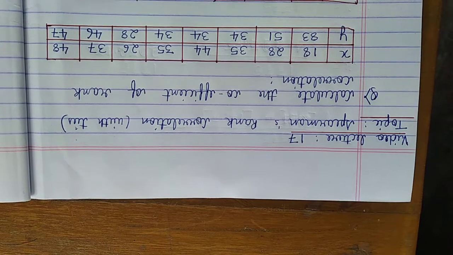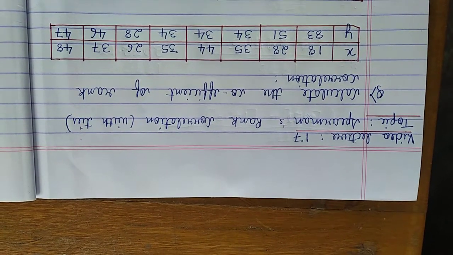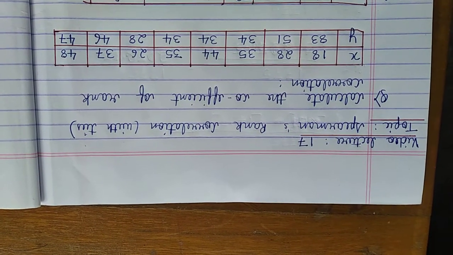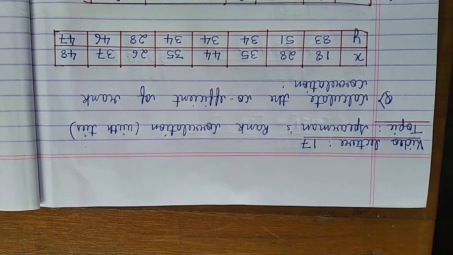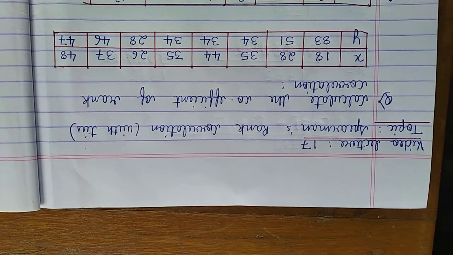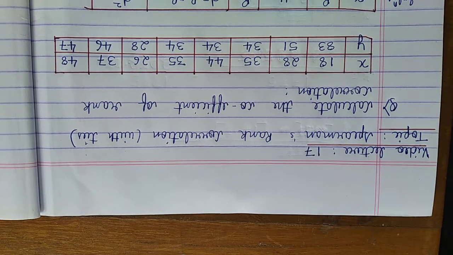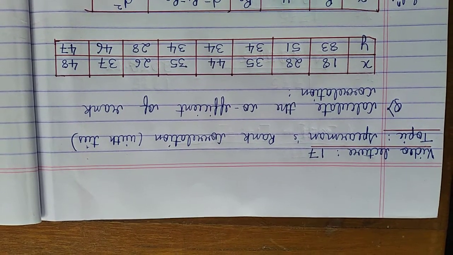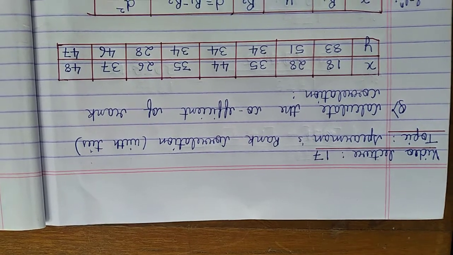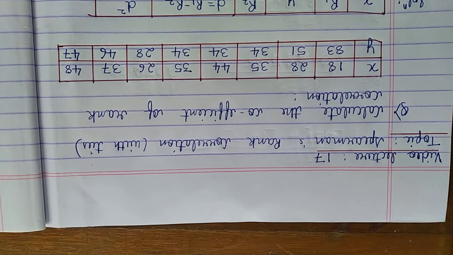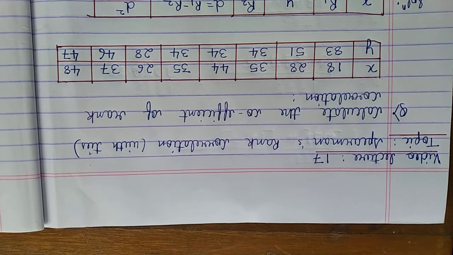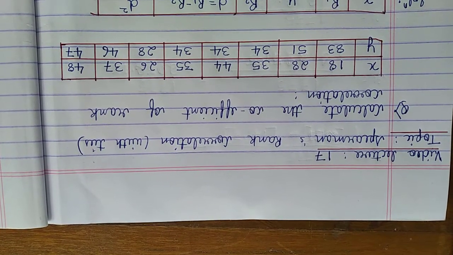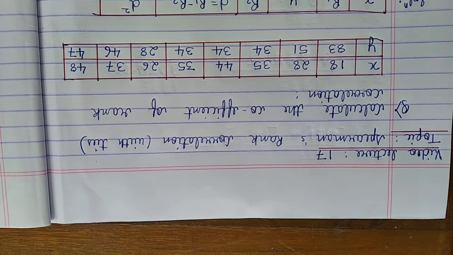In today's video lecture, we are going to cover Spearman's rank correlation with ties. So the question goes like this. Calculate the coefficient of rank correlation for the following data. Two series of values have been given, X and Y, and you are supposed to find the rank correlation between them. Rank correlation means Spearman's rank correlation or Spearman's coefficient of correlation.